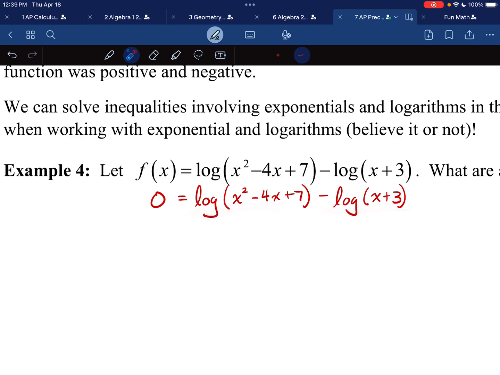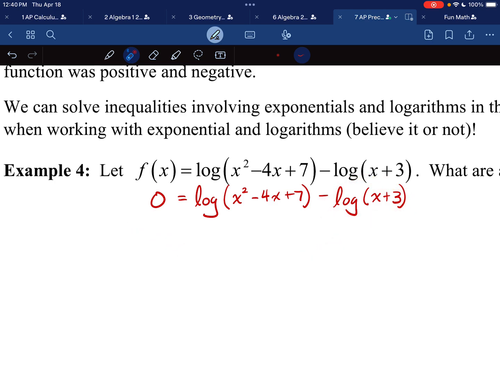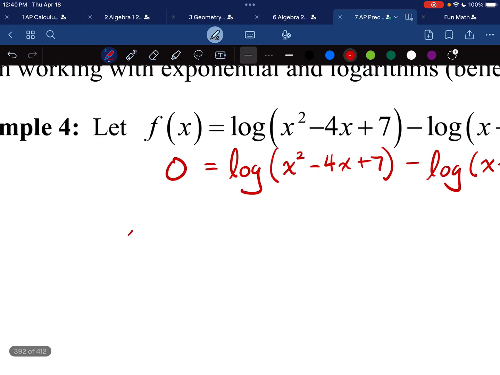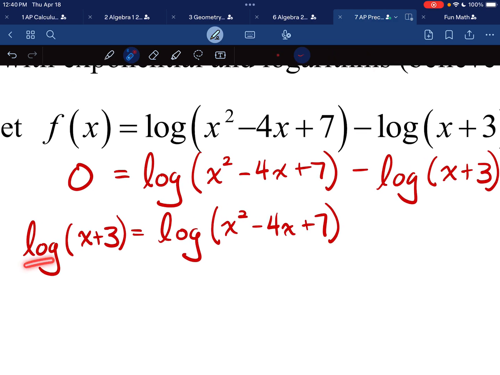And now that I have two logarithms, you might be thinking about the properties of logarithms, because I have a minus sign, which means we divide the inside. You're right, but that's too hard. Here's something easier. Add this thing to itself and then just move it over to this side. I'm essentially moving this log of x plus 3 over here and making it a positive, right? So log of x plus 3 is equal to log of x squared minus 4x plus 7. Now this has become one of those problems where we have a logarithm equal to a logarithm.